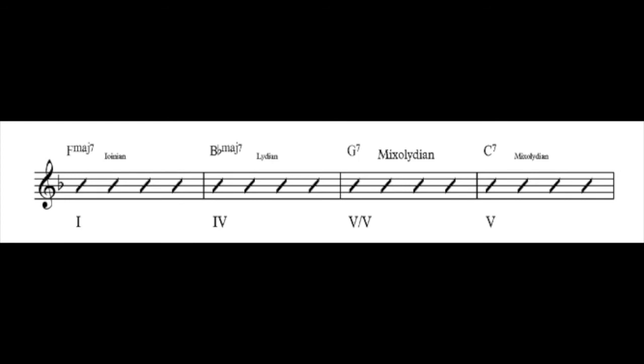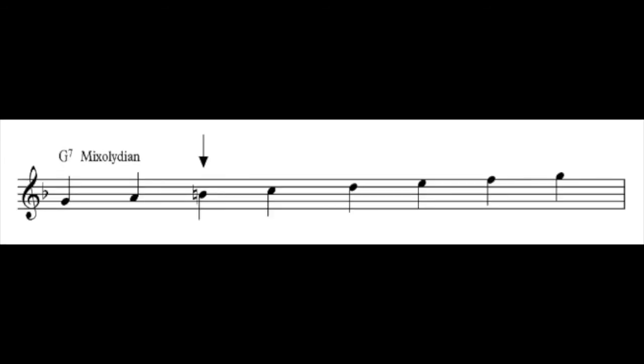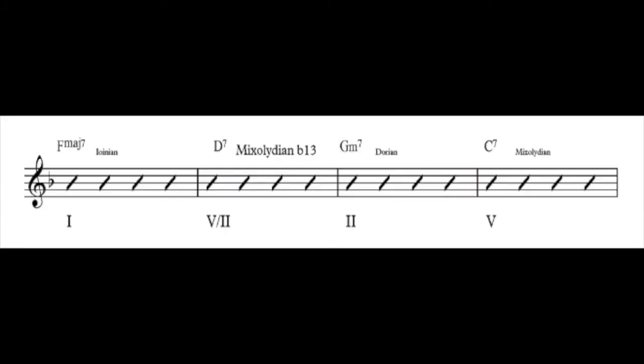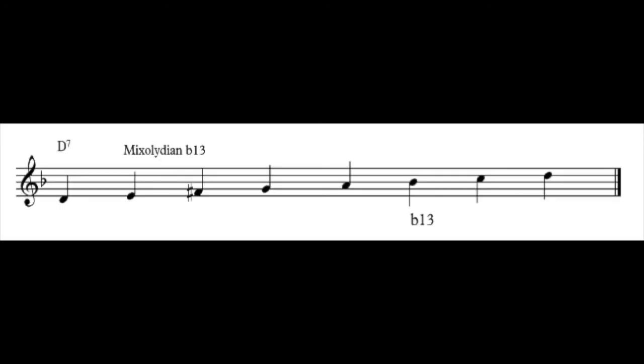In the next progression, we have a secondary dominant that goes to the 5. So on the G7, we play G Mixolydian. If we have a secondary dominant that goes to the 2, we play Mixolydian flat 13. In this example, the D7 is the 5 that goes to the 2, the G minor. In this case, we have to play D Mixolydian flat 13.